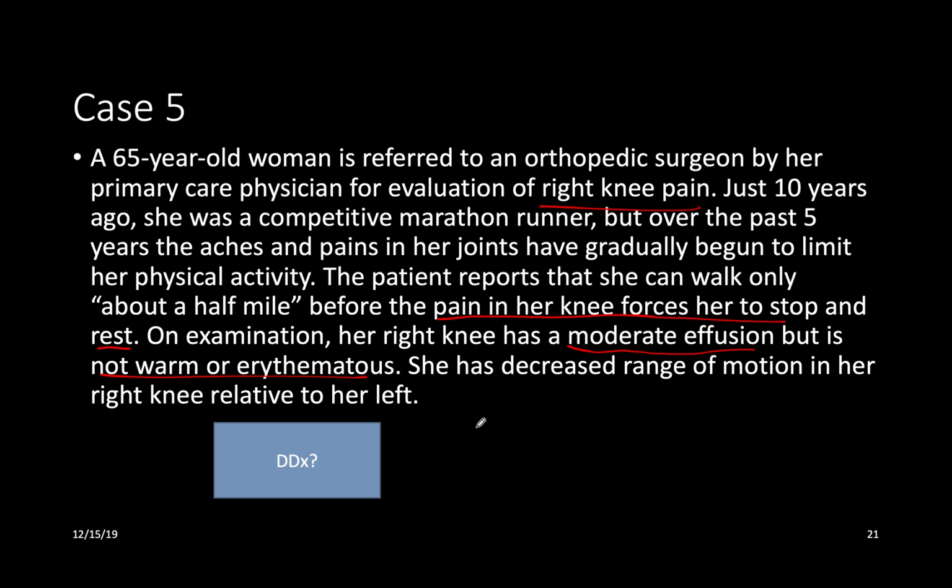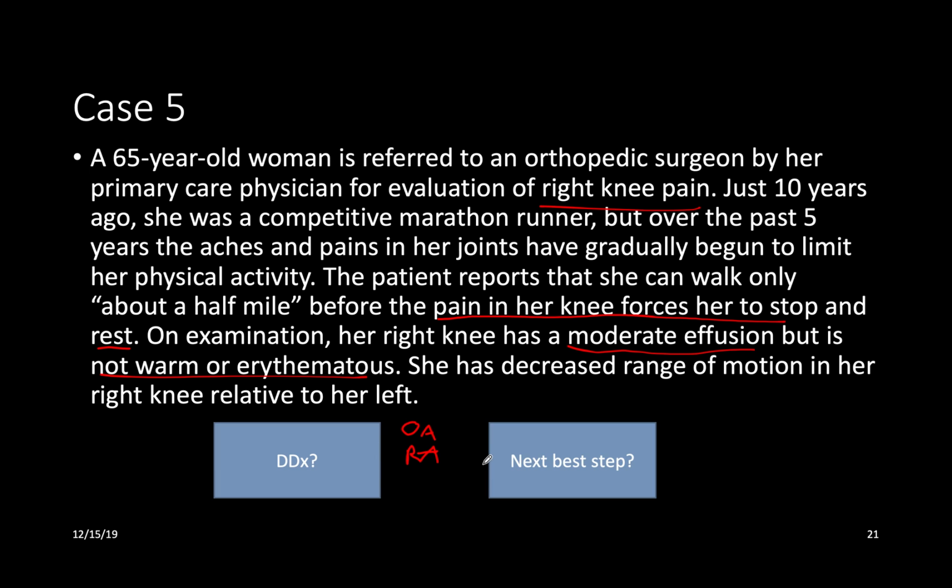So, differential diagnosis for this patient. Osteoarthritis, okay, I like it. Yeah, right. RA should definitely be lower because it's the one joint. I love that you said that. Good. Next best step. Good. Good blood work and x-ray.